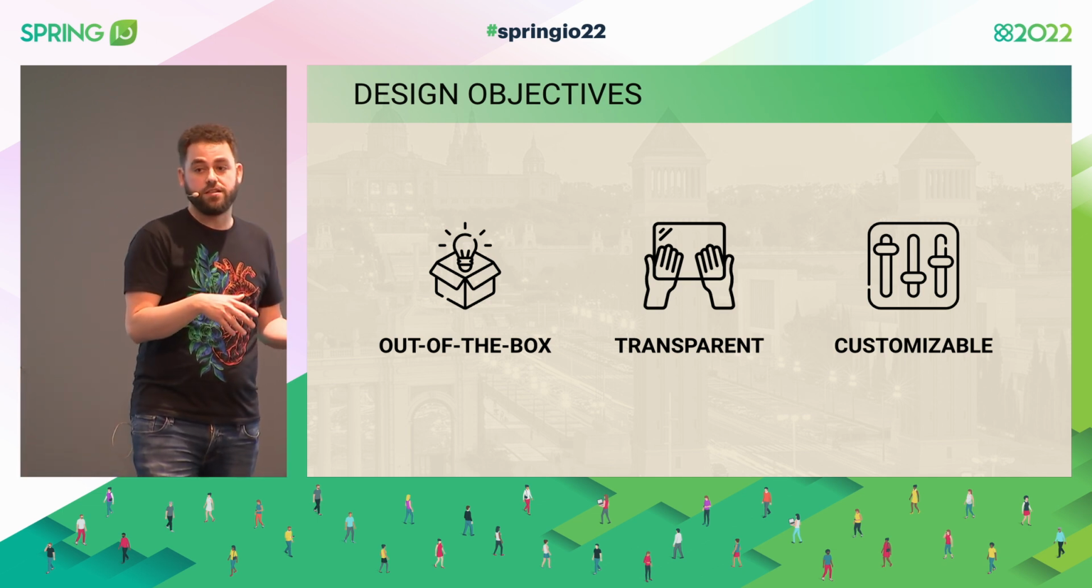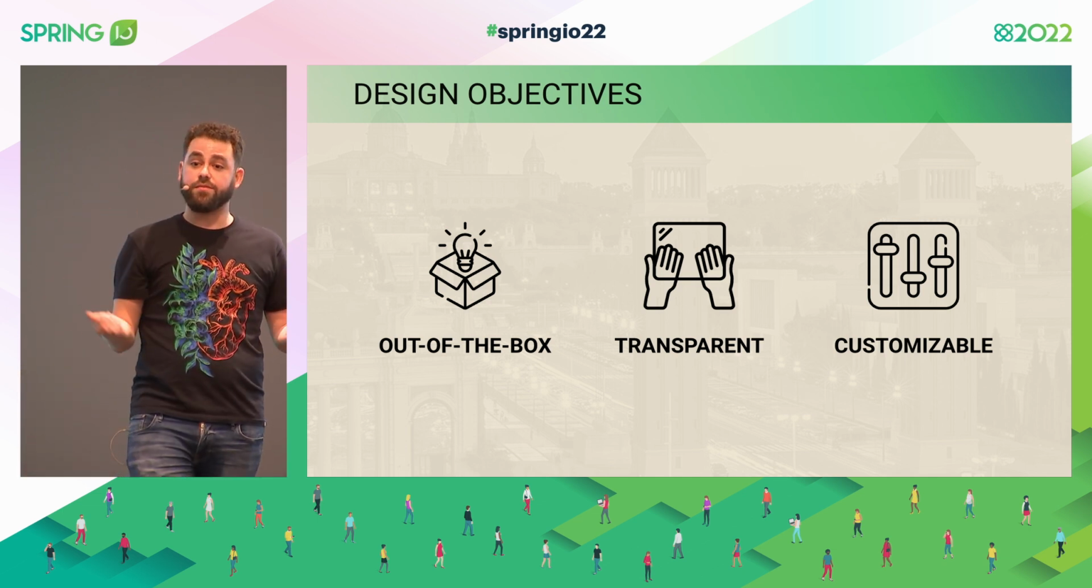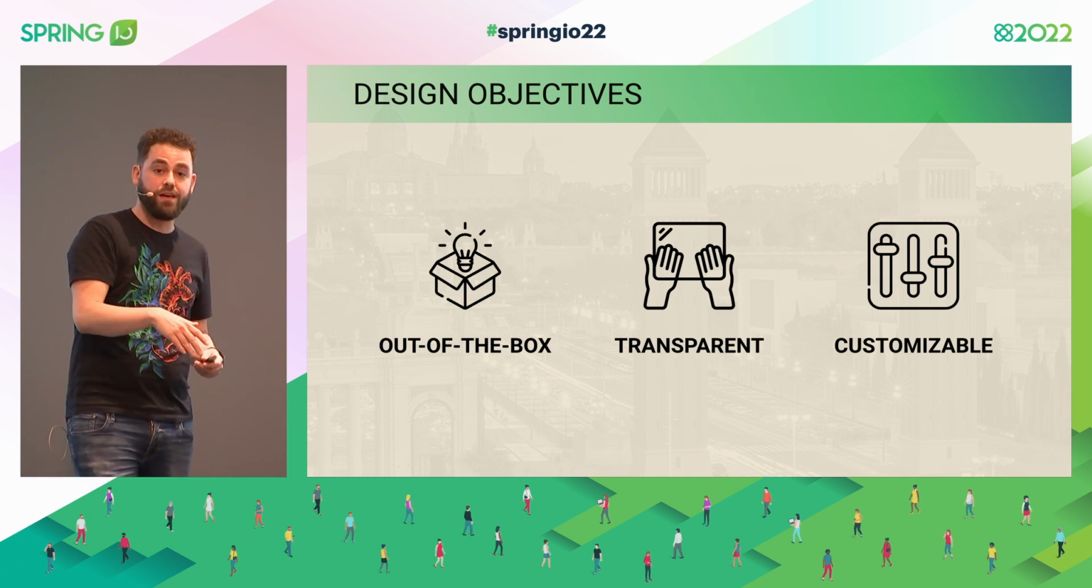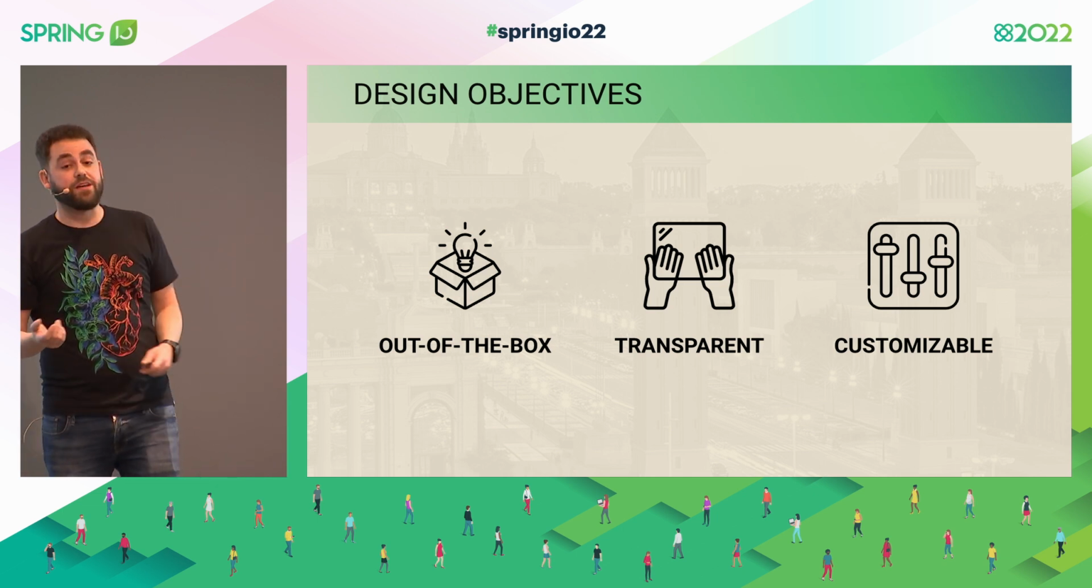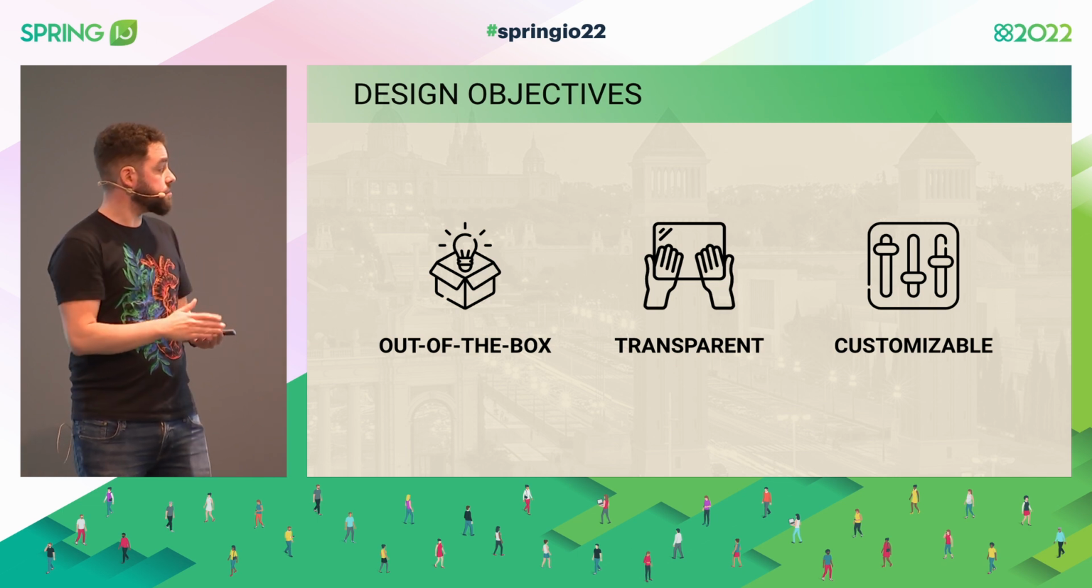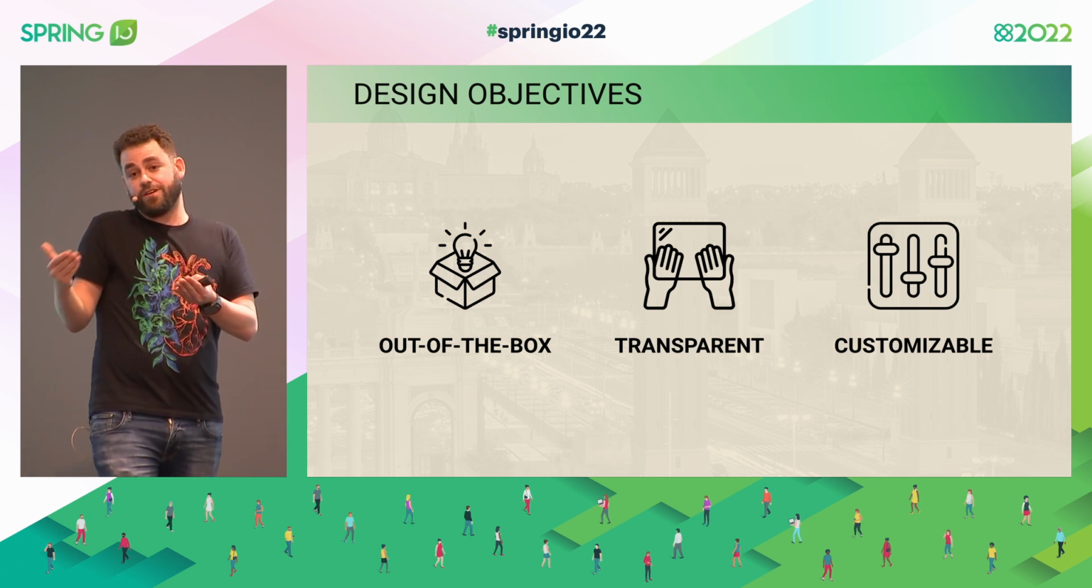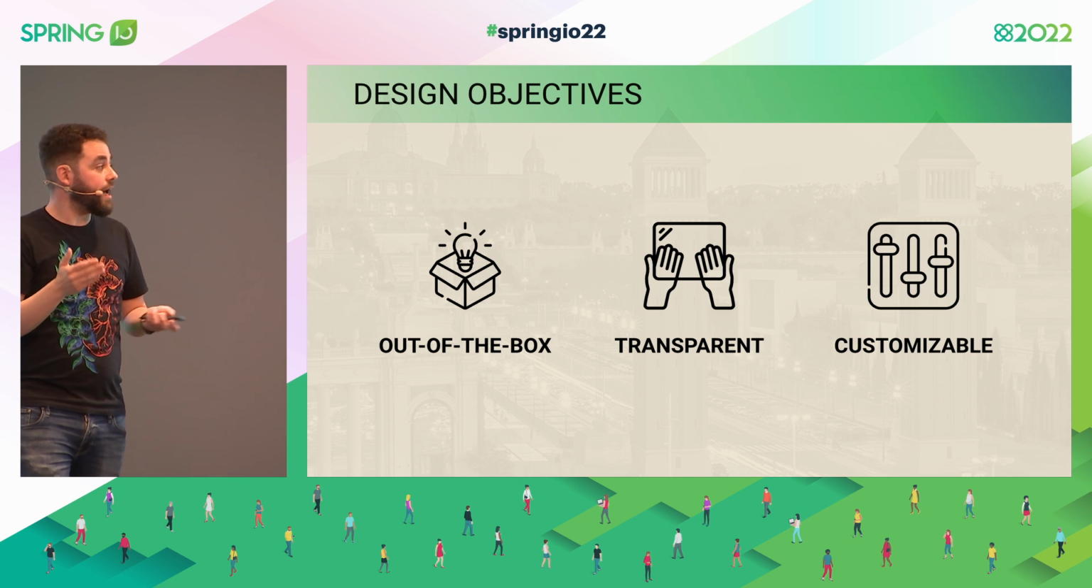But of course, with transparent things, out-of-the-box things, now there might be situations where the default behavior is just not sufficient for us. Let's say I'm logging something, but sometimes I want to log the payload, sometimes I don't. Let's make it customizable. So it should be like that. Works out of the box. I don't notice it, but when I need to differ from the opinion that it has, I can still customize it.